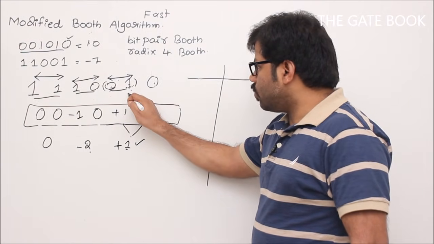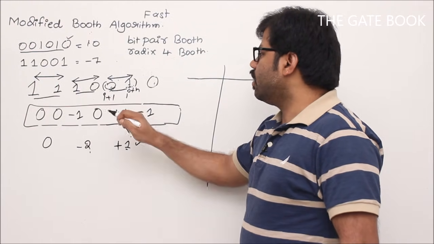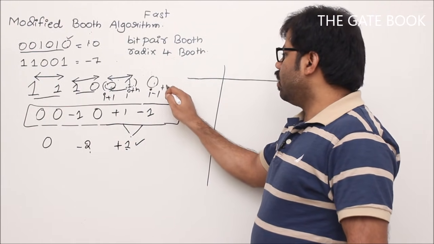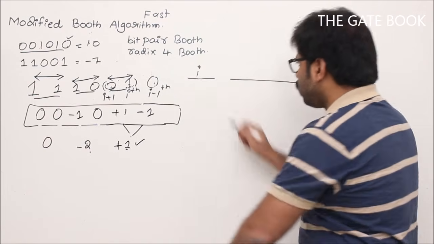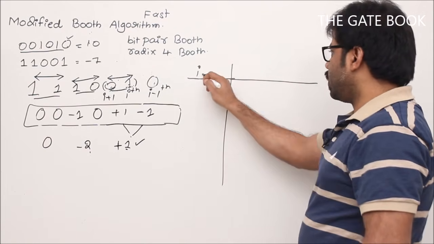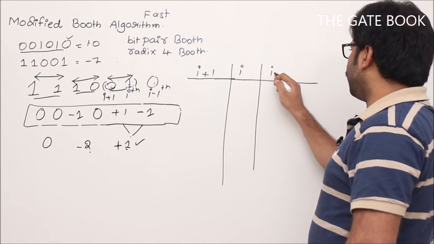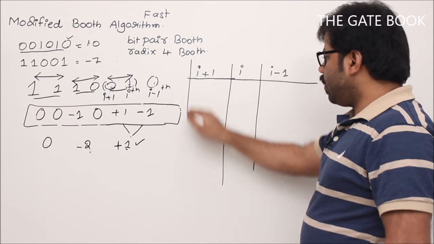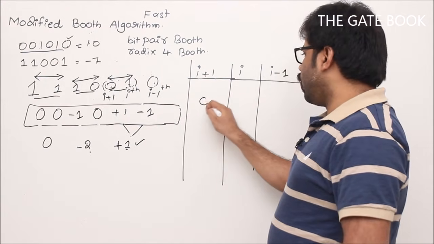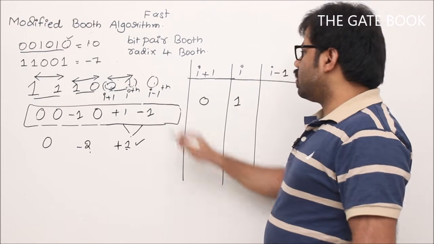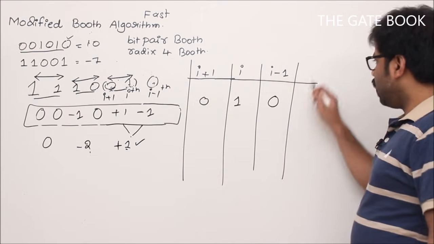Assume that this is the ith bit. This is the I plus 1th bit, correct? This is the I minus 1th bit. So let us write it. If you have the I plus 1th bit, ith bit, I minus 1th bit. So if the I plus 1 bit and ith bit pair you are considering is, let us say, 0 1 and the supporting bit is 0, then what is the action we are going to take?